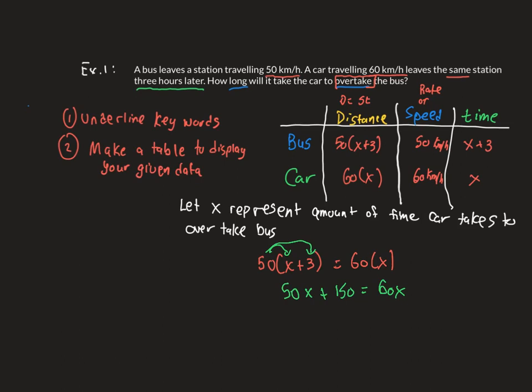Let's get our x's together. So I'm going to move this 50x to the other side, and because it's already positive, that means you're going to be subtracting from both sides 50x. So you're going to have 150 is equal to 60x minus 50x should be 10x. Divide both sides by 10. So therefore, x is 15.